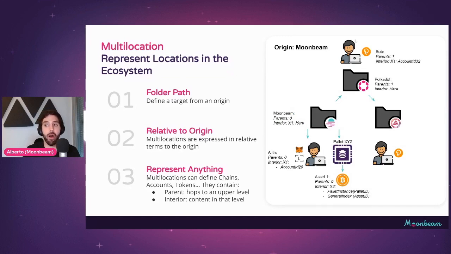If we want to target Bob or Polkadot, we just need to basically add parents 1 because we're moving to an upper level now. And if we want to target another parachain or another account in another parachain, it is similar to what we had before, but now we have to specify the multilocation with parents 1 because we're moving to an upper level and then down to the parachain itself. So as you can see, it changes only by just defining parents as 1.